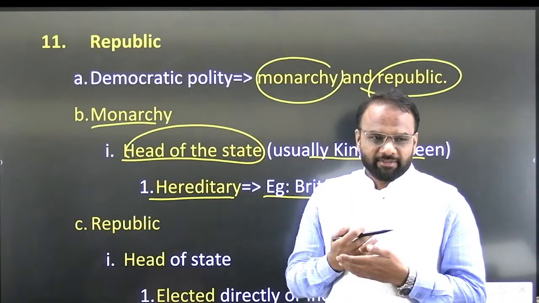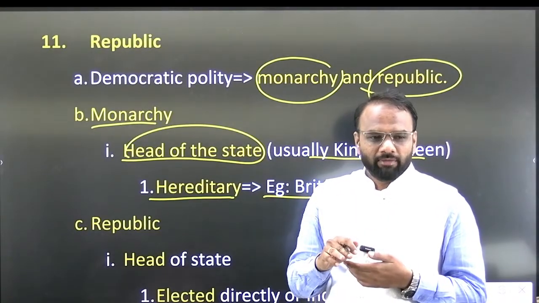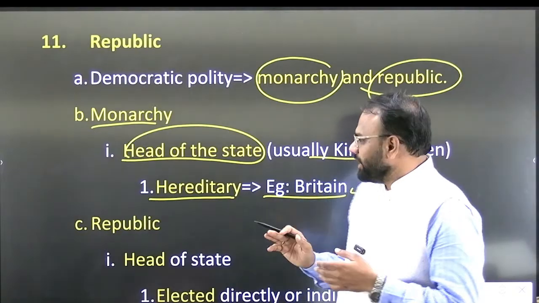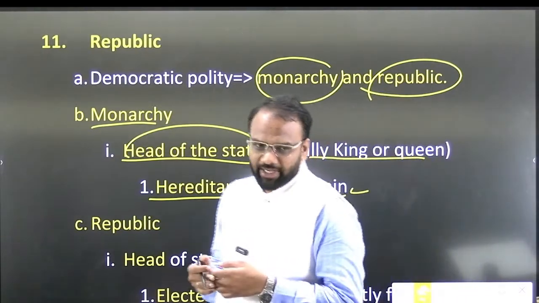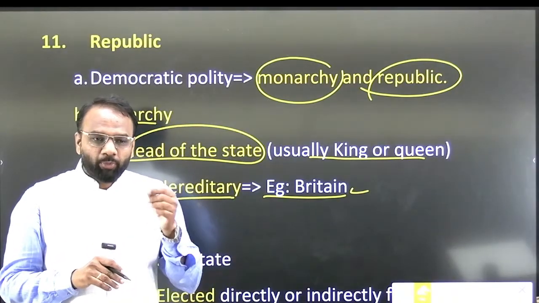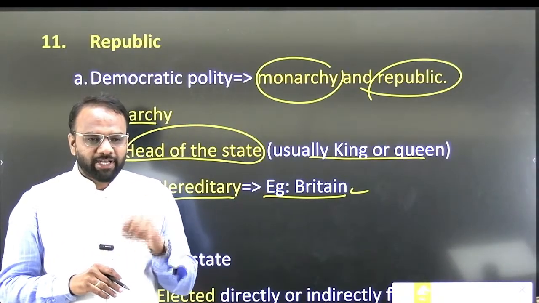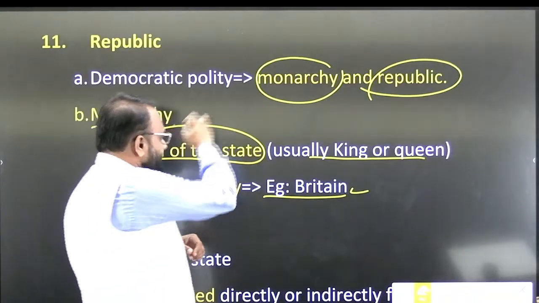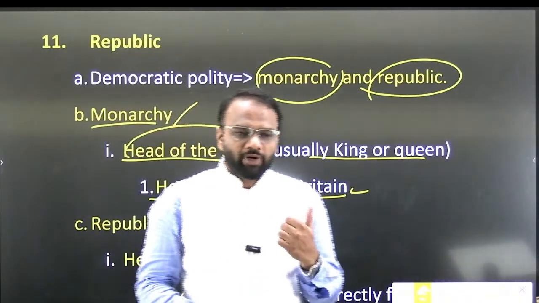If a father dies, next his son will become what? President. Sorry, he will be the head of state. Okay. After the son dies, again the grandson. So the position is hereditary. Such a system is called a monarchical system. Okay, monarchical system. So it is followed in Britain.